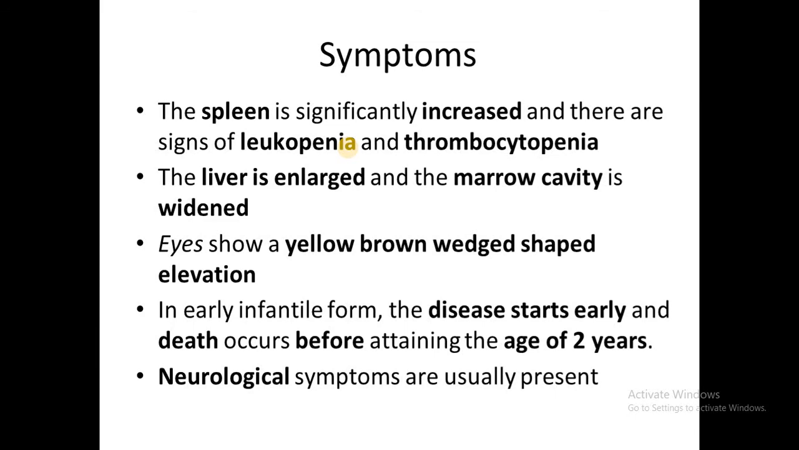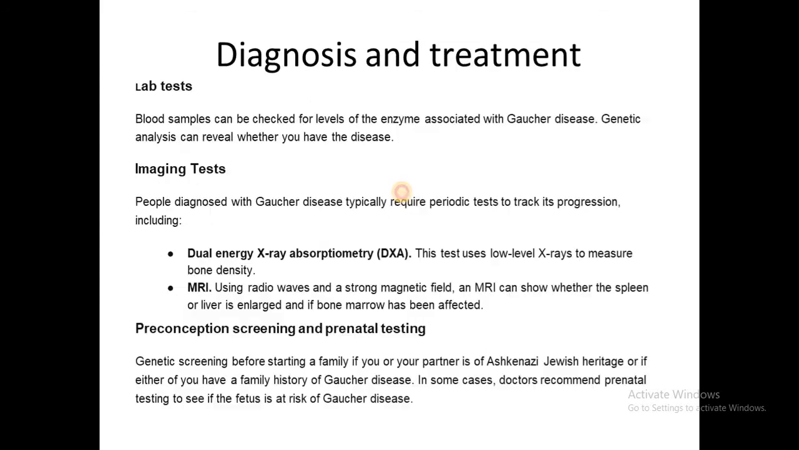In the early infantile form, the disease starts early and death occurs before attaining the age of 2 years. So the baby will die before the age of 2 years. Neurological symptoms are usually present. So nerve problems are also common in Gaucher disease.